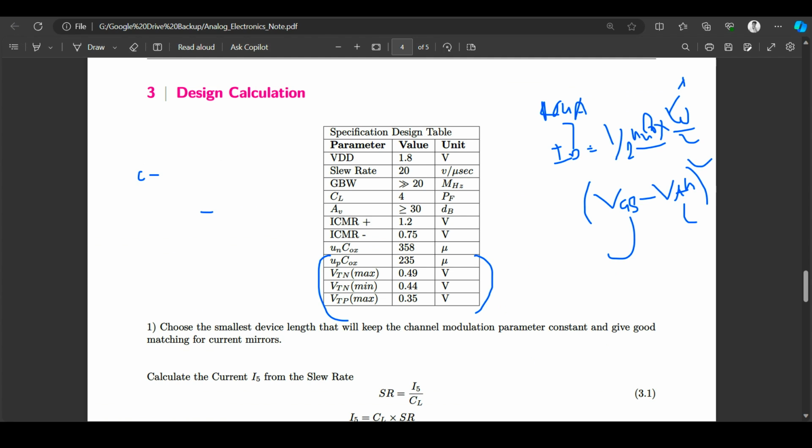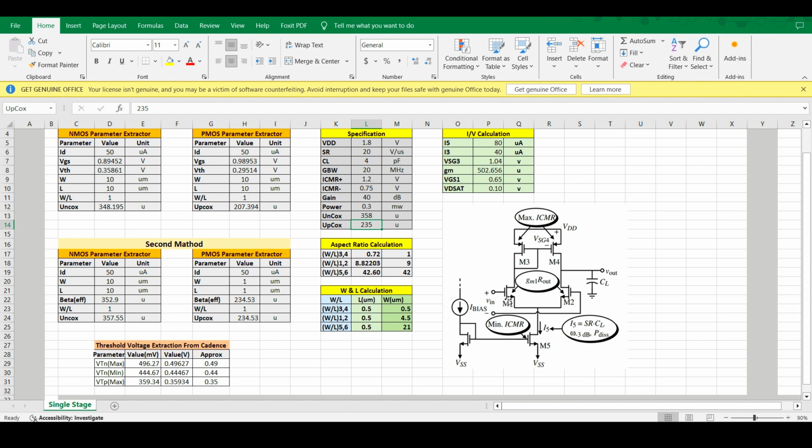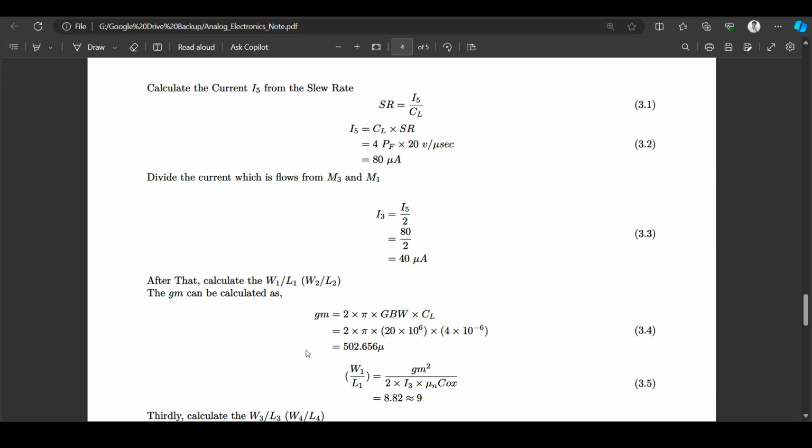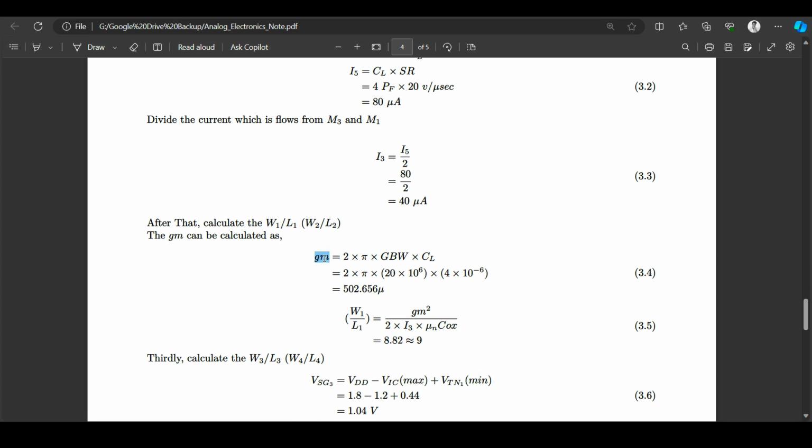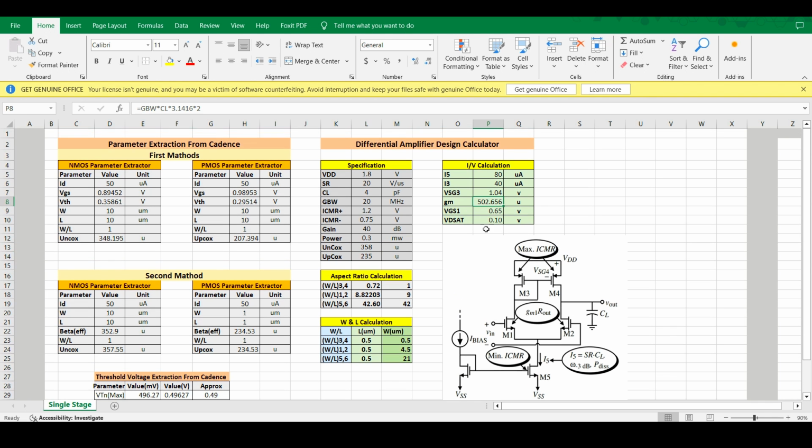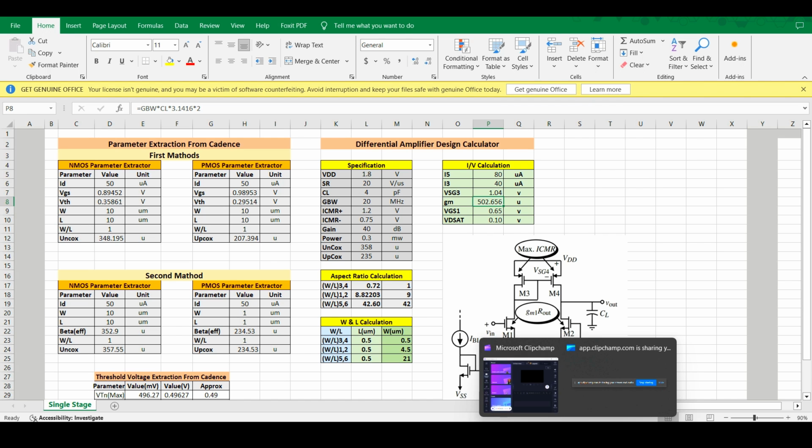The next step is to calculate the W by L ratio for M1 and M2. How to calculate that? As we know, the gm equals 2 pi GBW into CL. So if I calculate the gm, here you can see the GBW, CL, into 2 pi. So our gm is 502.65.